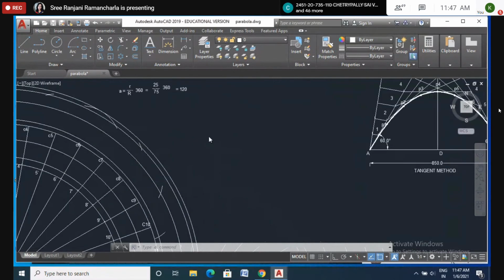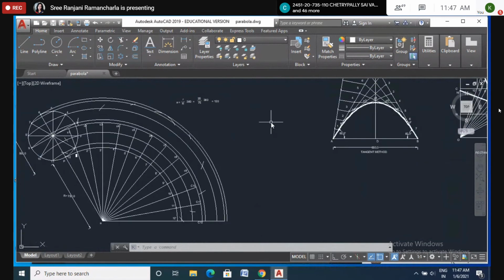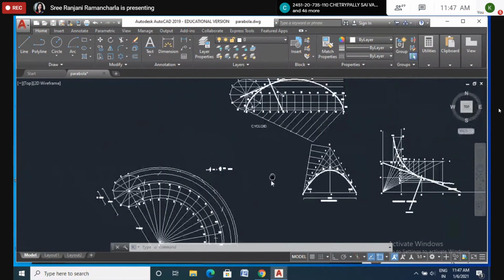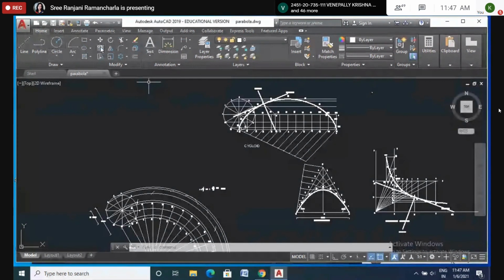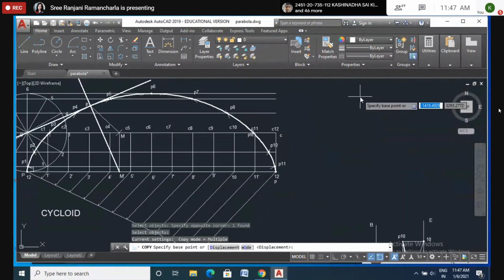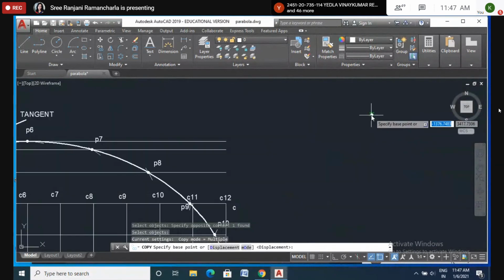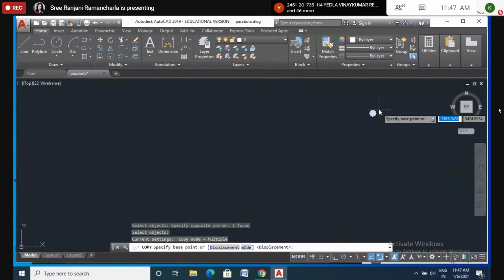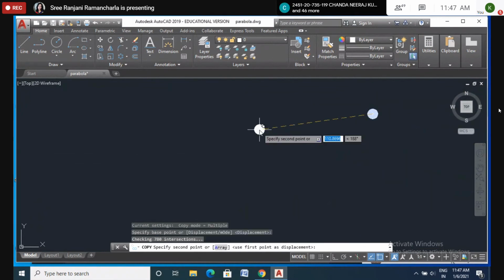So points, where is a point here? Copy. I want to copy this point. This point as a displacement point.